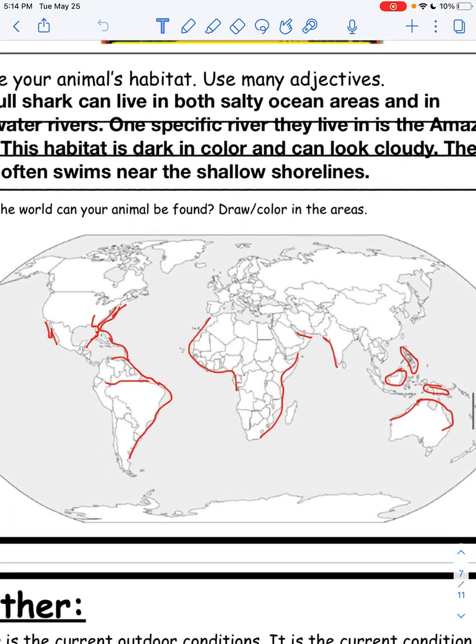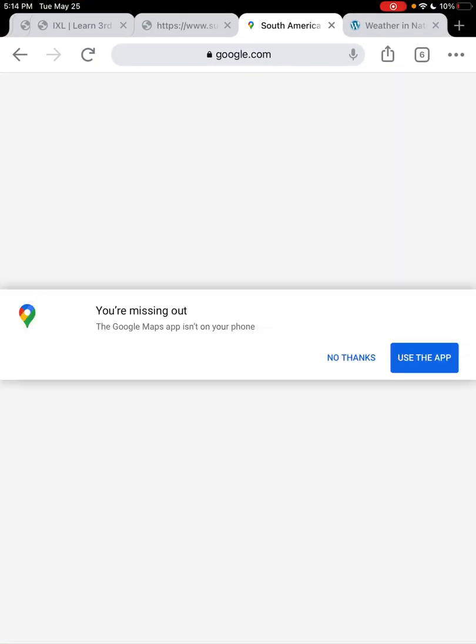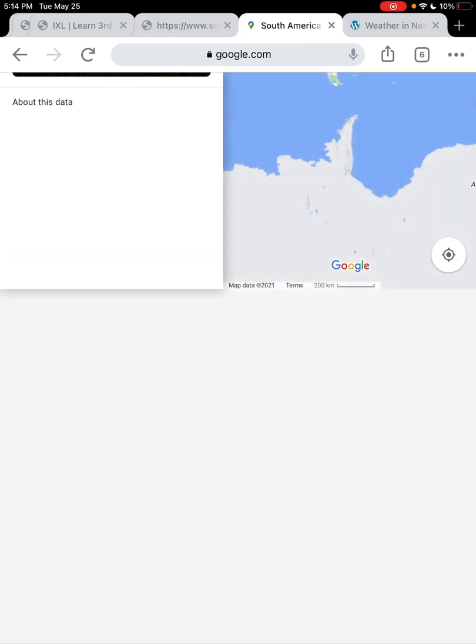I looked yesterday and I found all these places that I colored in on my map. I know that my animal is in freshwater and oceans. So I'm going to need to find one place. Now, this isn't very helpful because it doesn't have any names. So I might need to go to Google Maps. I'm going there now.